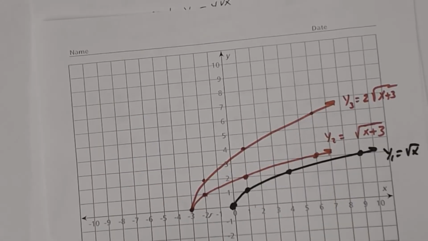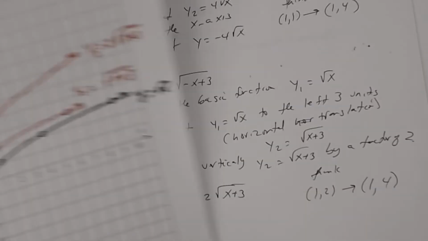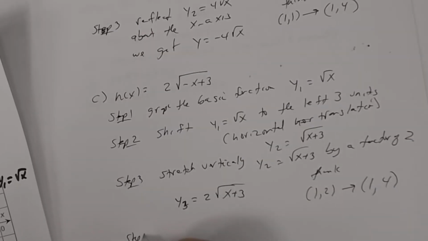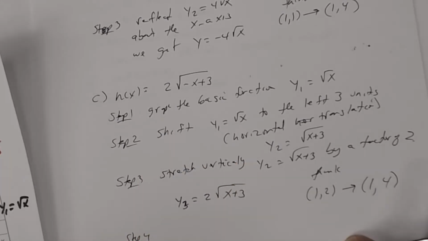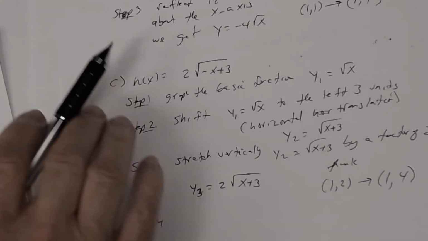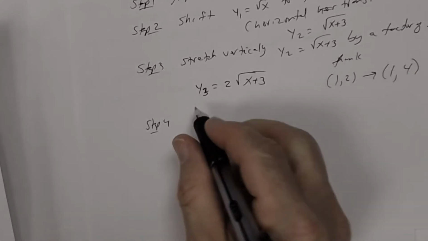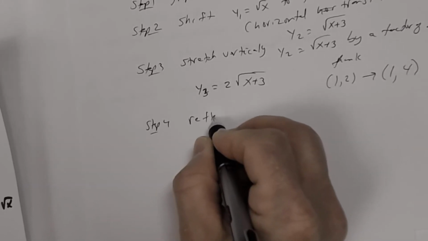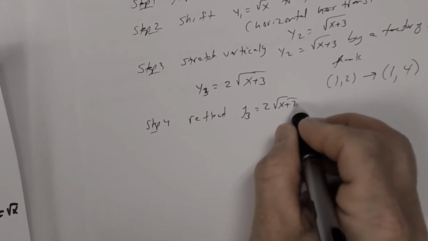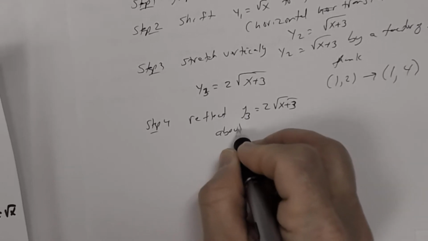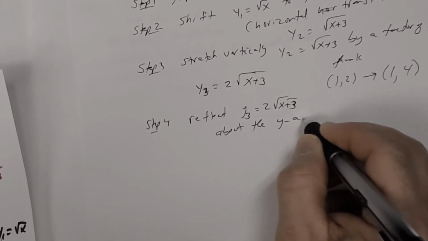Okay? All right. So you're going to take this now. So in words, remember you got to say your description. So step 4, you say all these. Step 1, step 2, step 3, step 4, step 5, whatever you need. So notice you do it like this. Step 1, make sure you have your thoughts. You got to explain your thoughts. So step 4, you're going to say reflect y3, which equals 2 square root of x plus 3, about or over or in about the y-axis.